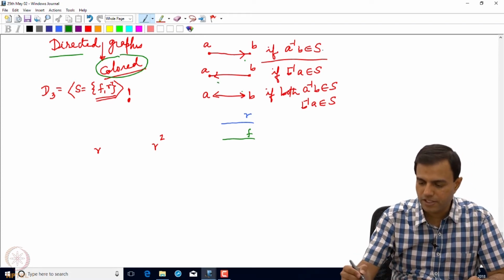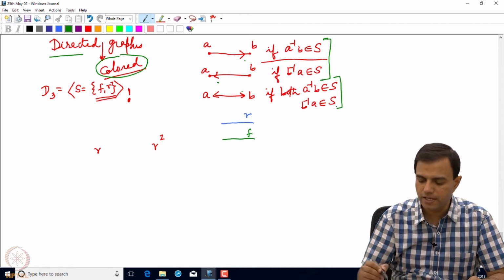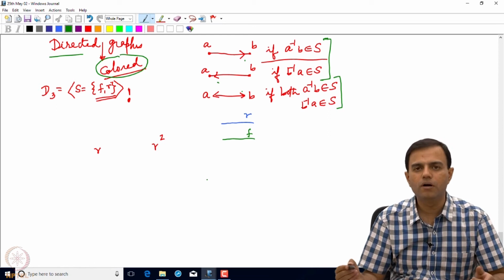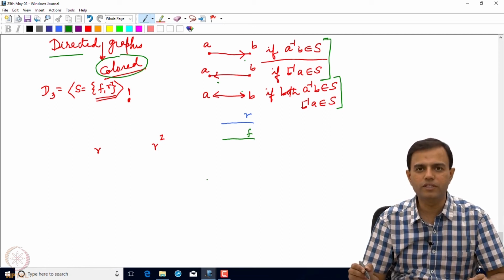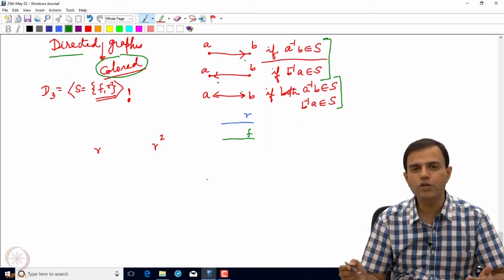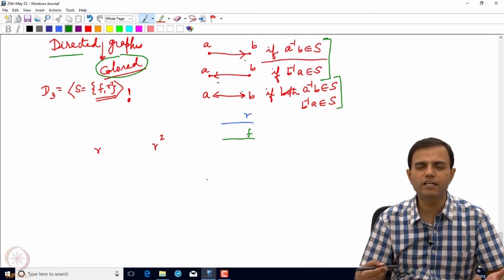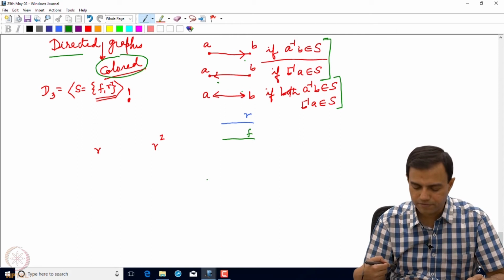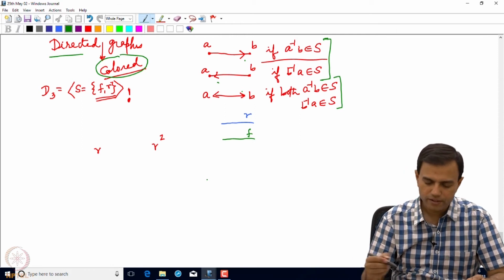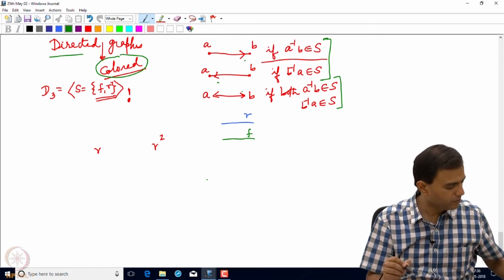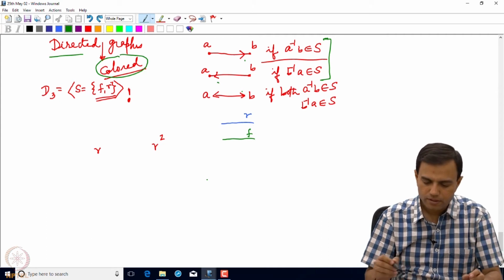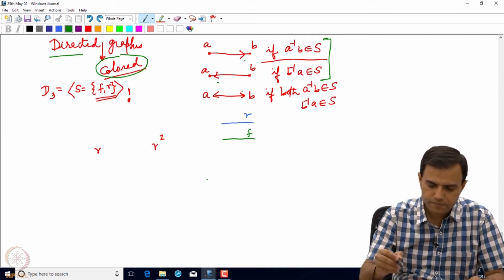So the direction I would put using these conditions, and color I'll put to all the generators. So how many colors are there? As many as the number of generators. And remember, each choice of generating set gives you a different Cayley graph. Okay. So first I am going to just put the vertices.